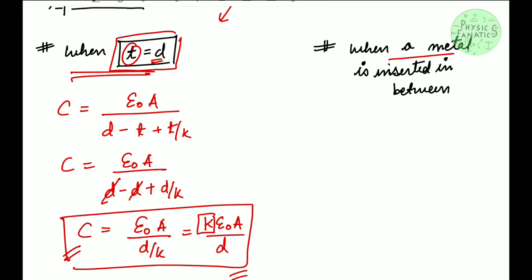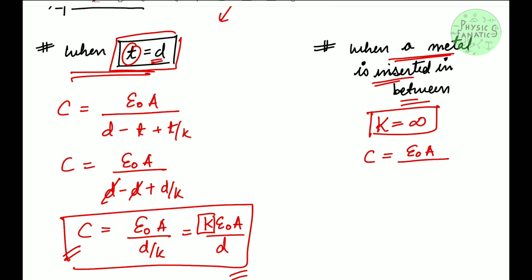Okay, great. Let's talk about the second case here. The second case is when a metal is inserted in between, right? Obviously, the metal has a dielectric constant of infinity. I hope you guys can understand that, right? So a metal of some thickness t is inserted. At that time, first let me write the value of capacitance. The value of capacitance is epsilon naught times A upon (d minus t plus t by k), right? So this time the value of k is actually infinity. If the value of k is infinity, this term will go to 0. I hope you guys can understand.